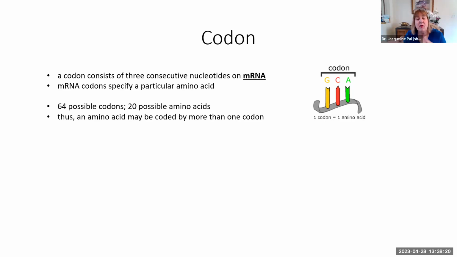If each amino acid was only coded by one codon, we would only need 20 codons. So that means we have an extra 44. So what that means is a lot of amino acids can be coded by more than one codon. Not every one, but a lot of them can. And some of them can be coded by 3, 4, or more.